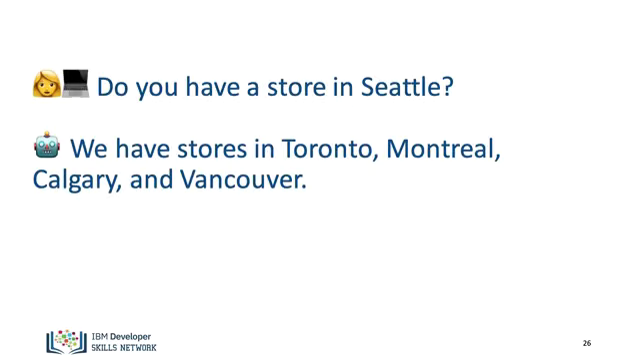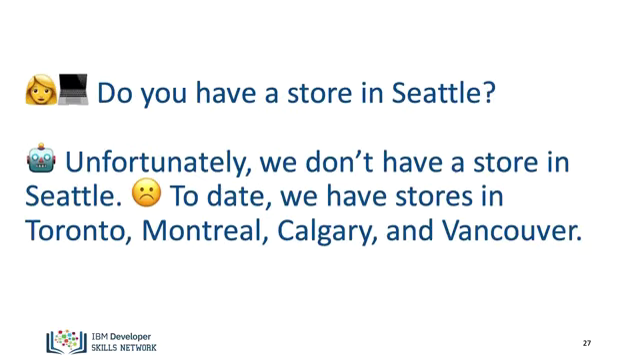For example, the user might ask us if we have a store in a given city. "We have stores in Toronto, Montreal, Calgary, and Vancouver" is an okay response as it answers the question. However, we could improve it by incorporating a bit of empathy and information provided by the user in our response. If we reply, "Unfortunately, we don't have a store in Seattle," frowning emoticon, "to date we have stores in Toronto, Montreal, Calgary, and Vancouver," we are still conveying the same information, but this time we come across as more empathetic with the user, and all we had to do is incorporate part of the user input in our response.